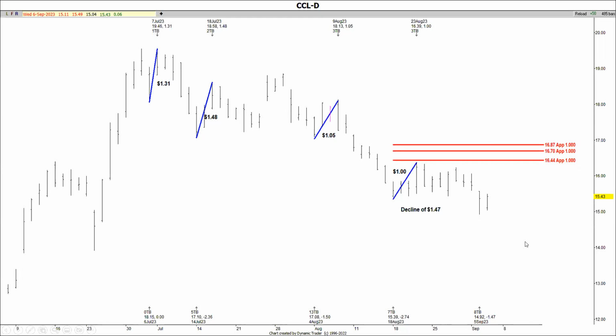That's what's great about this work. You may have some support, but guess what? If you have overhead resistance, you need to look for you to get through some of that resistance before you start feeling more confident about the trade.